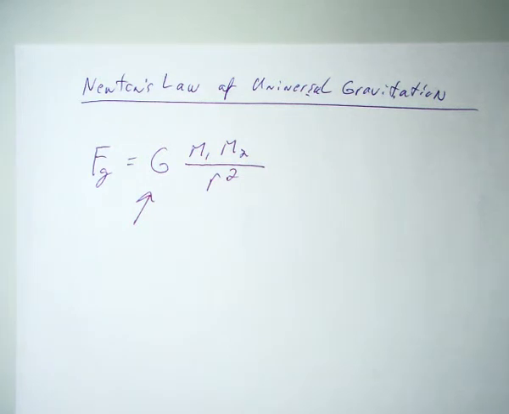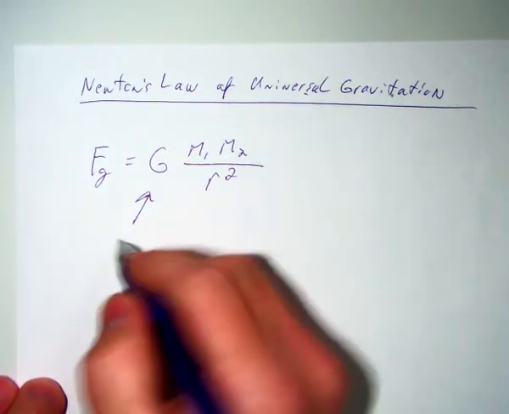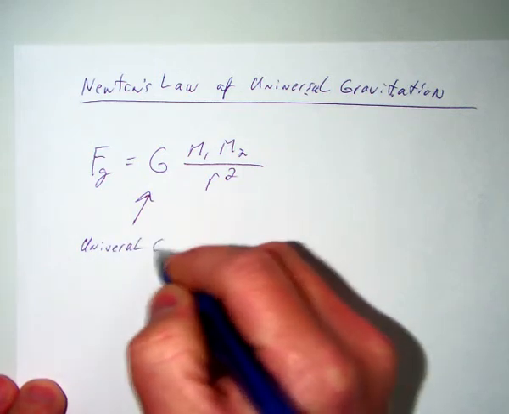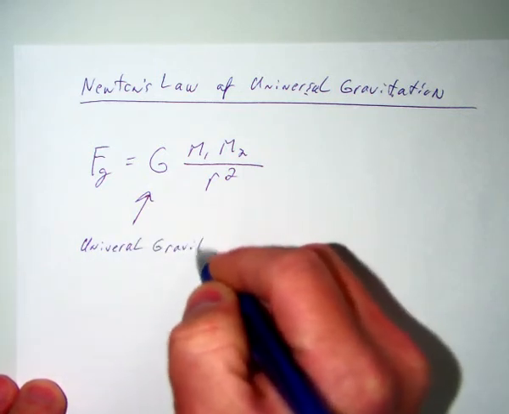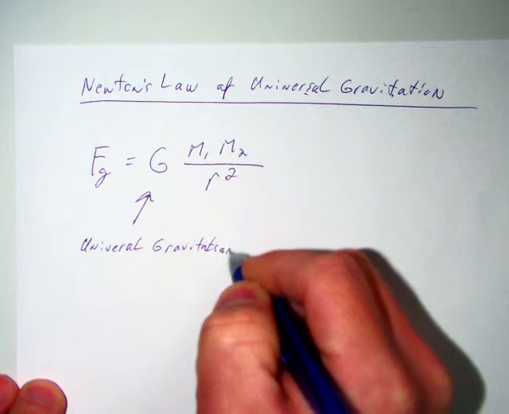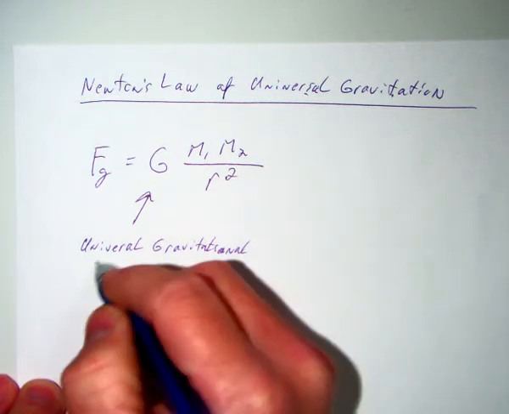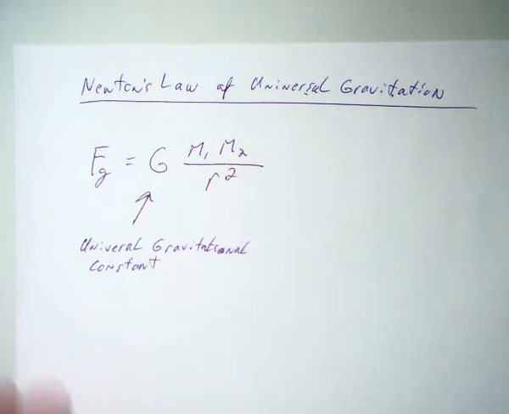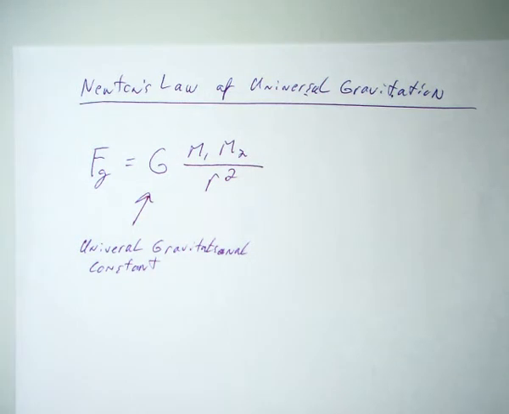And in a mathematical formula, a constant is a number that makes the equation equal. Okay? It modifies the expression. And I'm going to explain this in just a minute. But this is just a constant. It's the universal gravitational constant. Okay, my students like to call it big G. Okay, because it's a capital G.